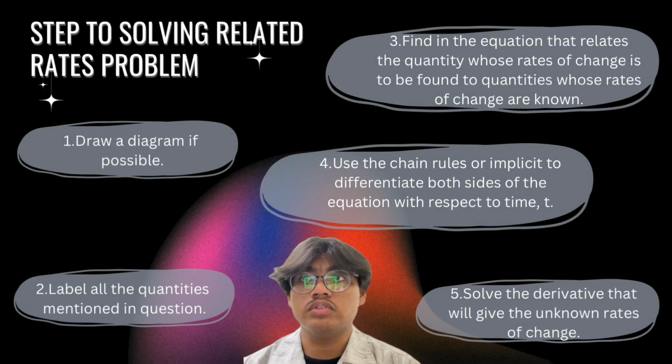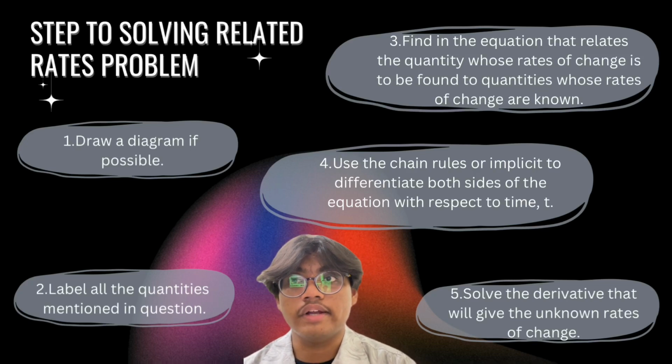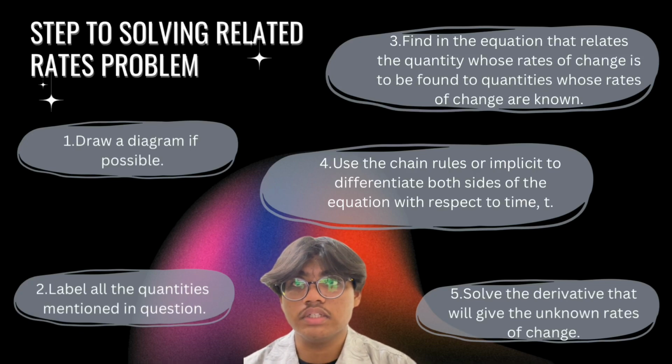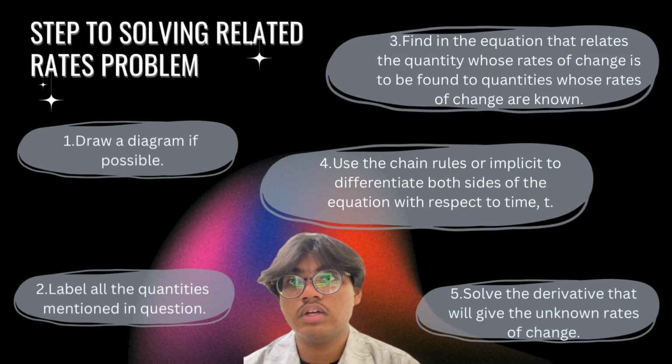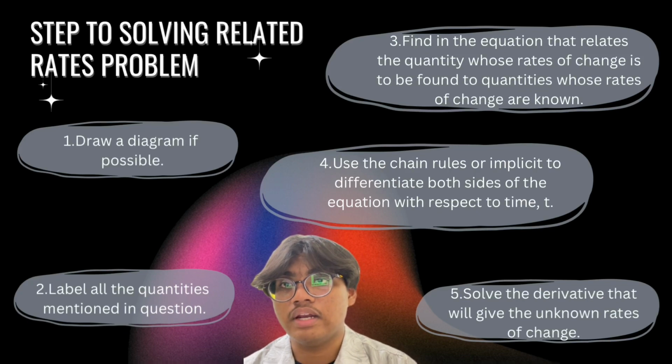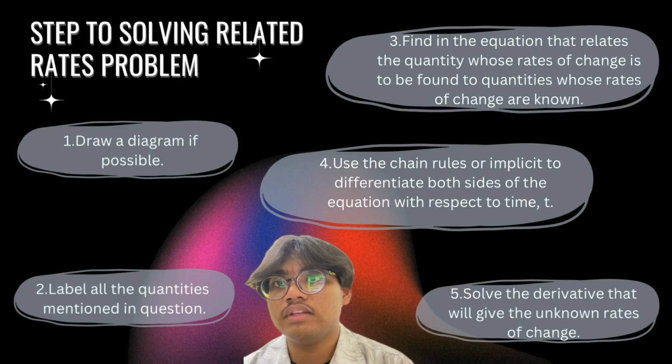Now, I'm going to tell about the steps to solving a related rates problem. First is draw a diagram if possible. Second is label the quantities mentioned in the question. Third is find an equation that relates the quantities whose rate of change is to be found to quantities whose rates of change are known. Fourth is use the chain rule or implicit differentiation to differentiate both sides of the equation with respect to time. And lastly, solve the derivative to give the unknown rate of change.